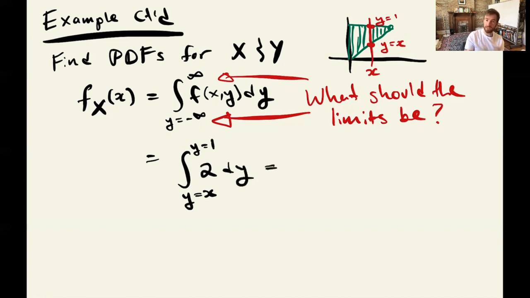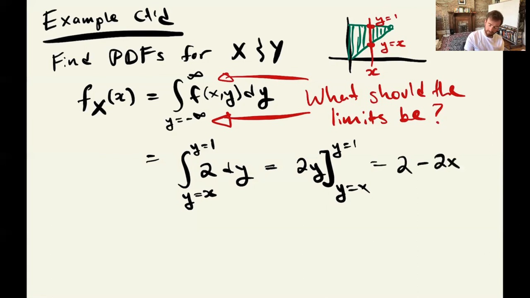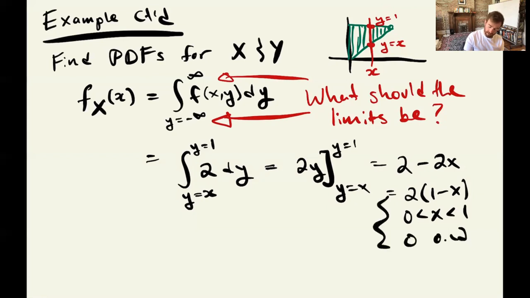Now, luckily, constant functions are super easy to integrate. You just multiply it by y and then evaluate the endpoints. So this is 2 times y evaluated at y equals 1 and y equals x. And so I now get 2 minus 2x, or I can think of this as 2 times 1 minus x. And this is valid for as long as x is between 0 and 1, and it's going to be 0 otherwise. That's our PDF.